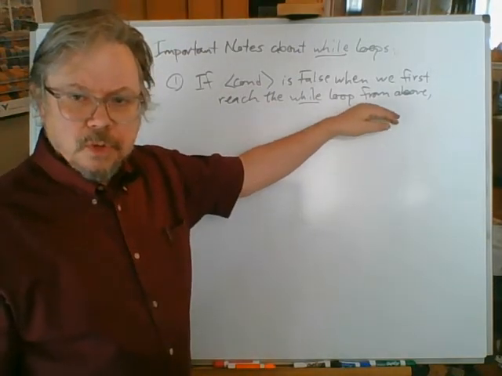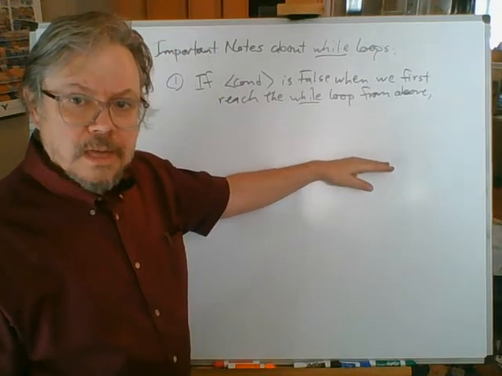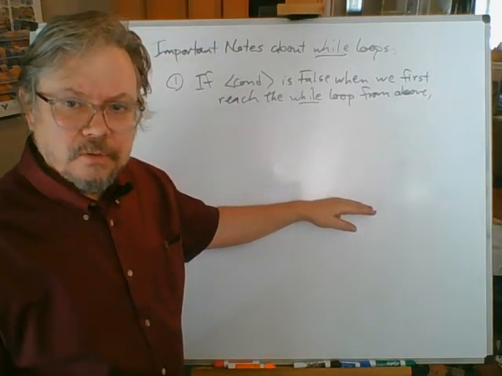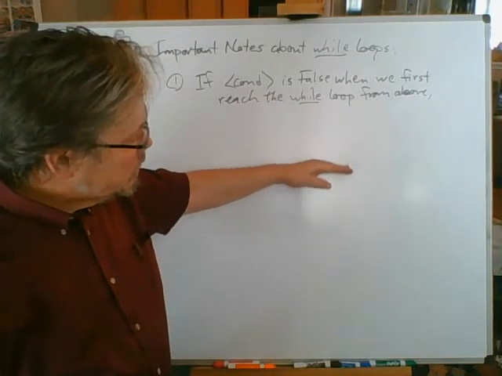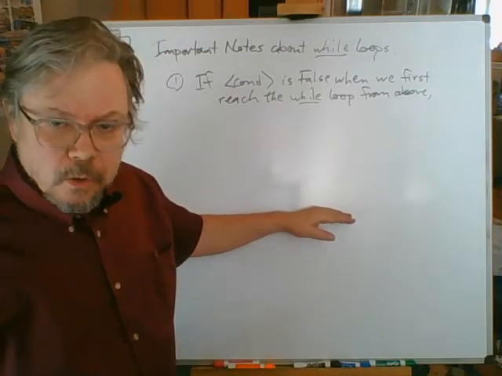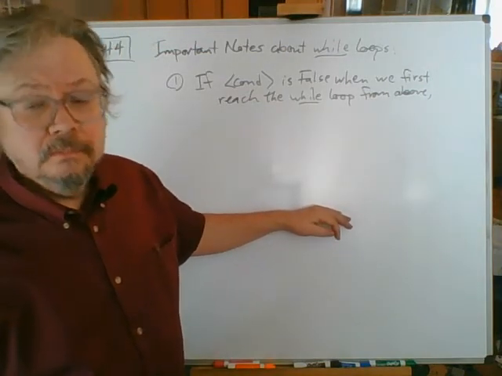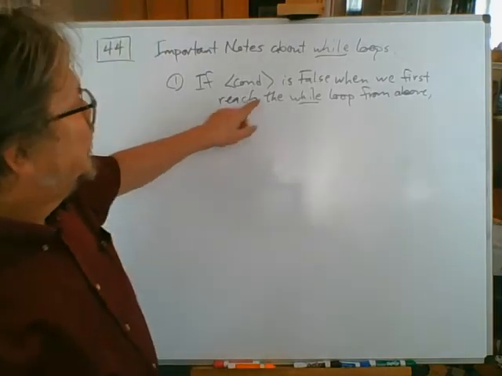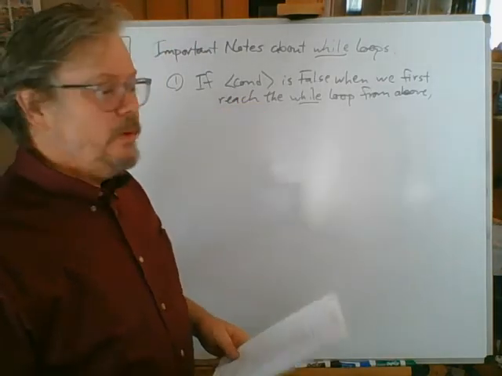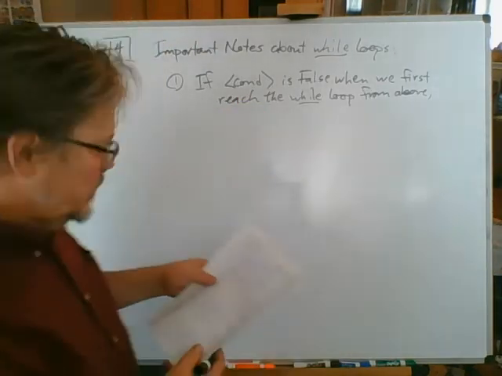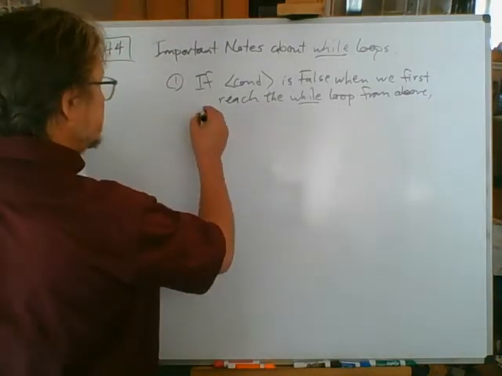Remember, the CPU is going through doing your steps one at a time, one after the other, one line after the next. When we do that one after another, and we first get down to the while loop, that's called reaching the while loop from above. Makes sense, doesn't it? And if the condition is false when we first get there, the very first time it's tested, then statement L is never executed.